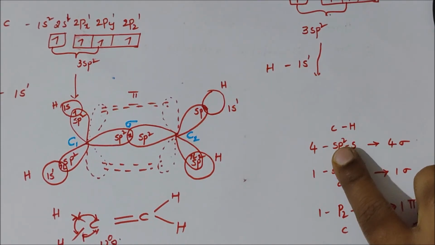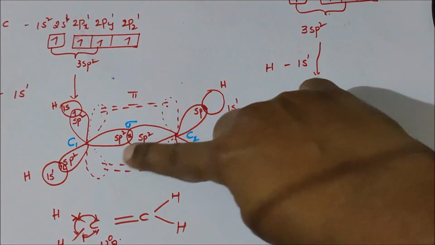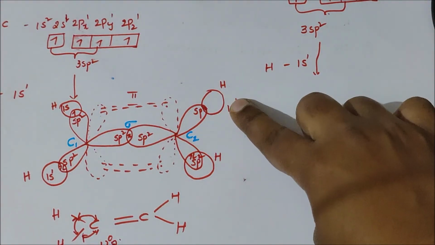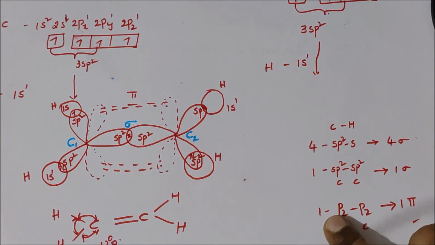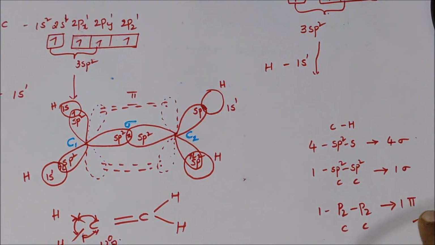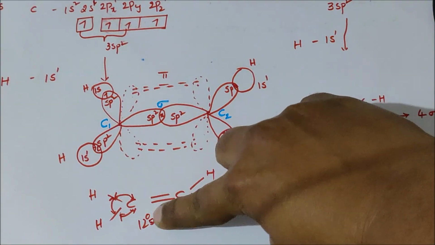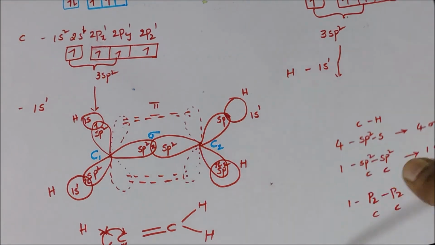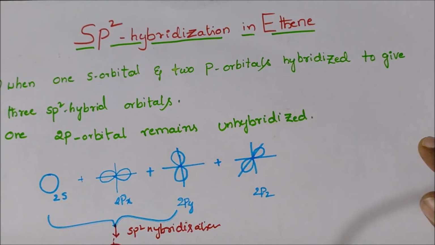The 4 sp2-s overlaps give 4 sigma bonds, and sp2-sp2 gives 1 sigma bond. In the lateral overlapping, pz and pz give a pi bond, 1 pi bond in the ethene molecule. Like this, the bond angles are 120 degrees. This is the shape of the ethene molecule, and ethene exhibits sp2 hybridization.